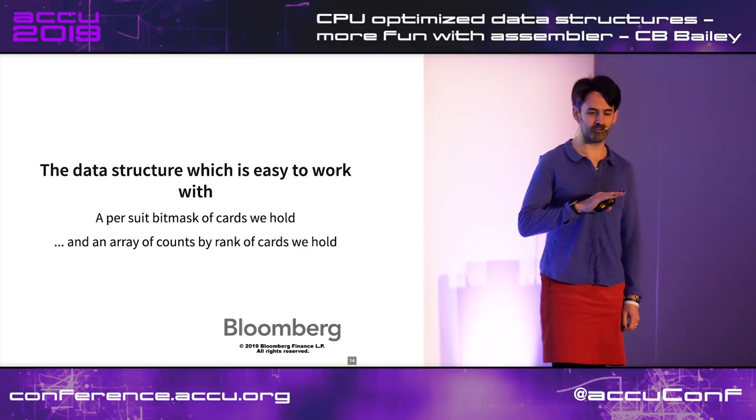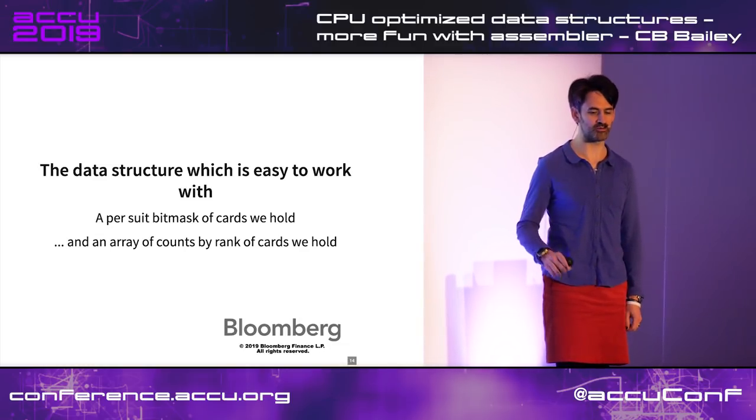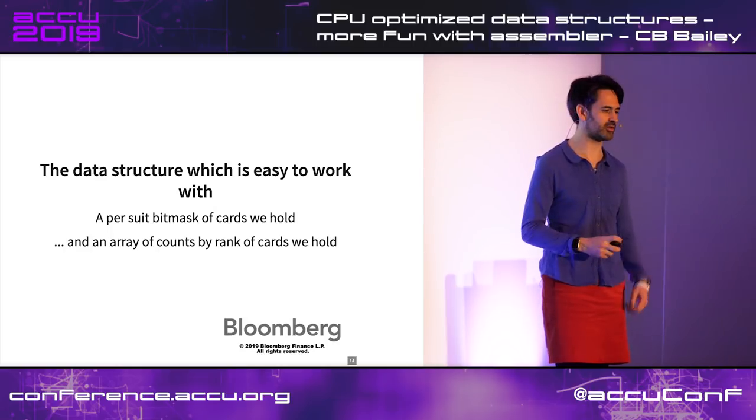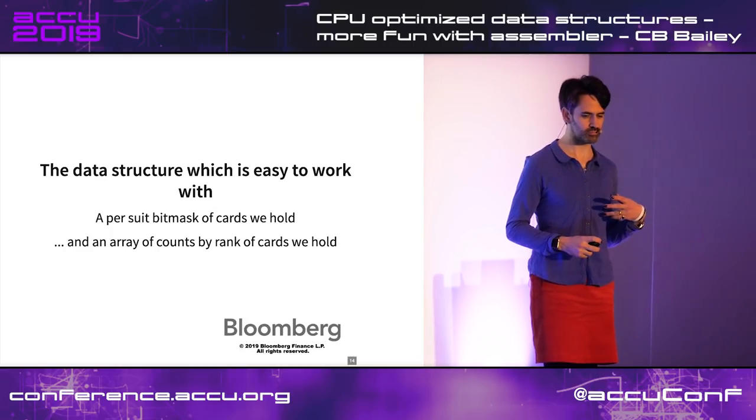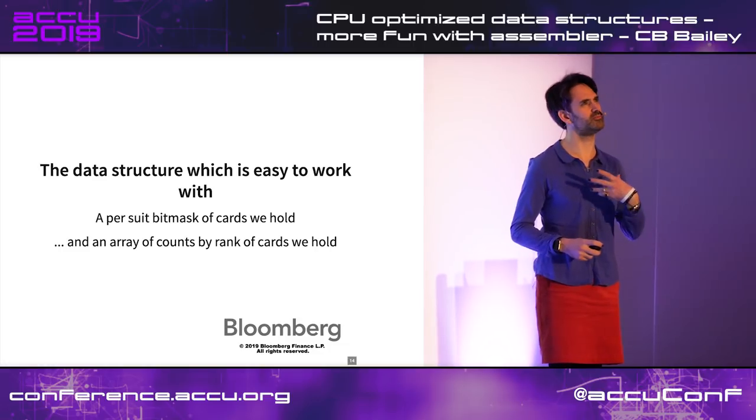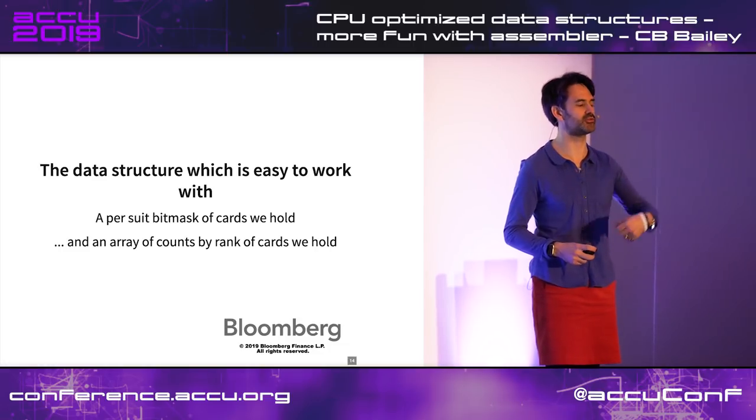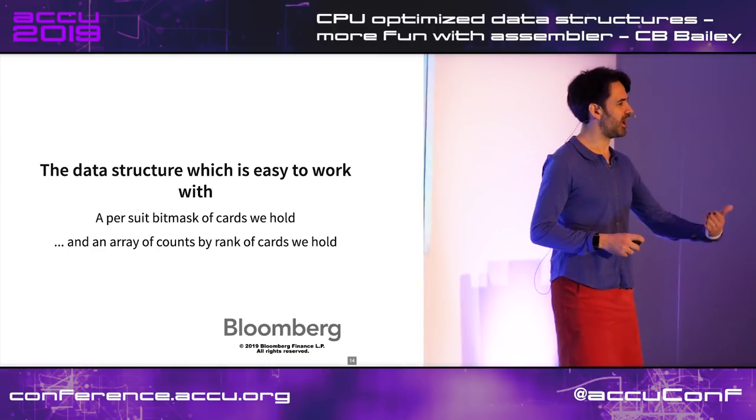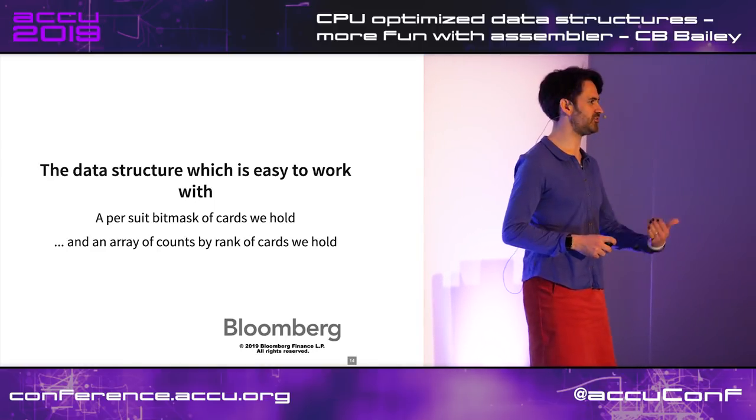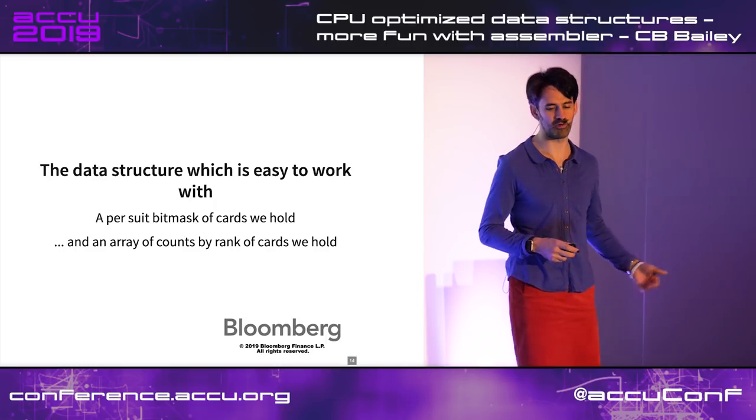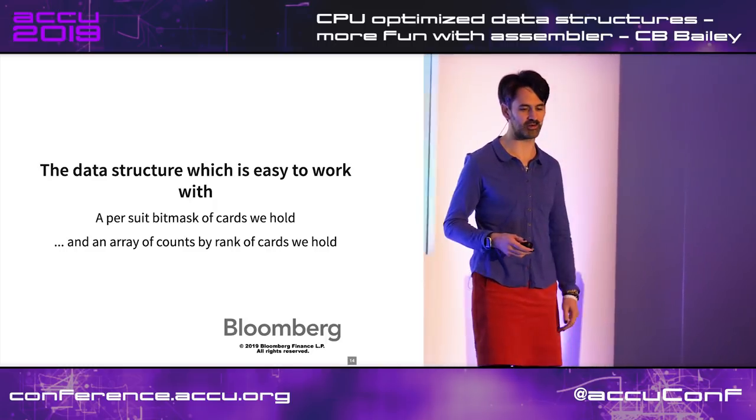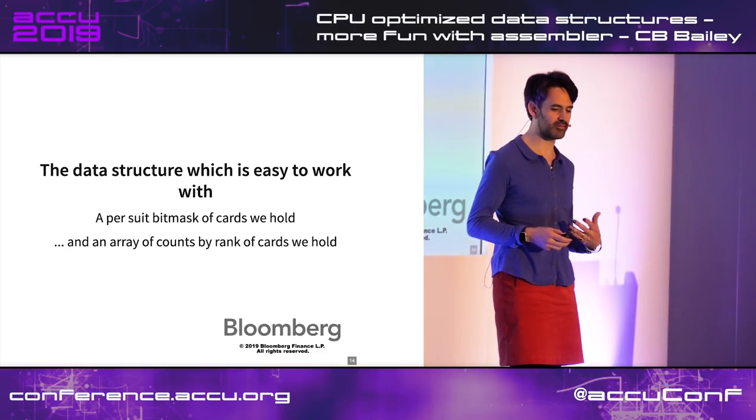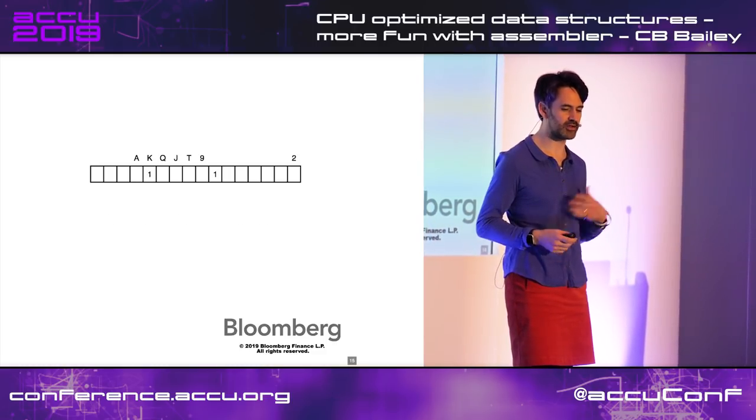So a per suit bit mask of cards we hold and an array of counts by rank of cards we hold. The array of counts should have been by suit, actually. I can't believe I didn't notice that, because this is the one bit of information that turns out easier to just keep the count, and then you know if you've got a flush, and then you can do some different logic. So there's some redundant data in here, and I've also got a different layout.